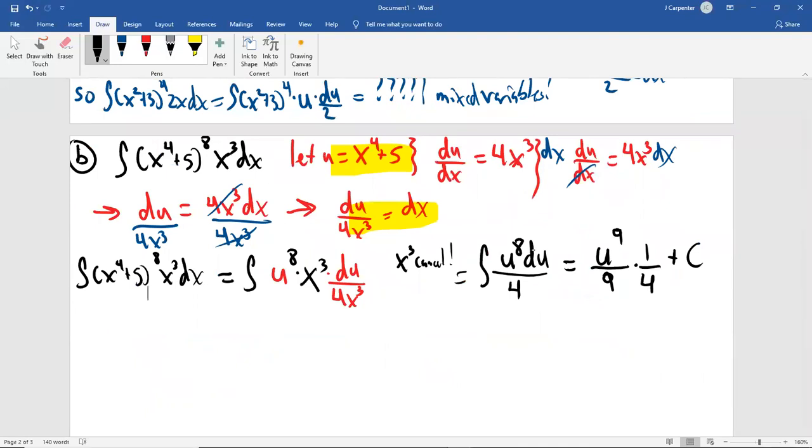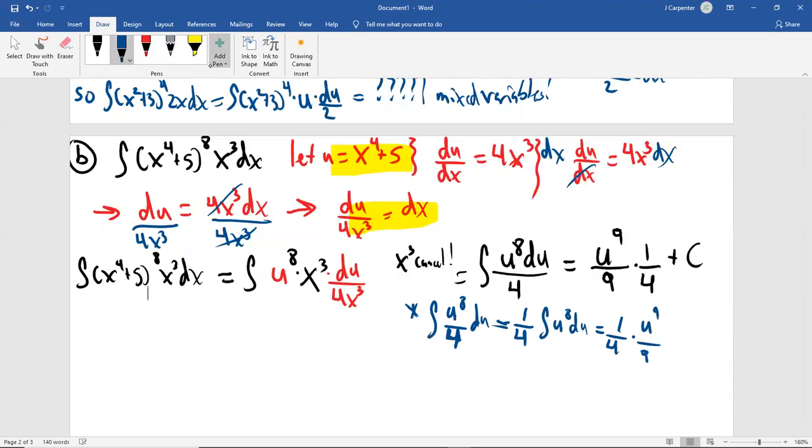What some people may have done is taken the 4 out, like this. 1/4 integral of u to the 8th du, which would give us 1/4 times u to the 9th over 9 plus c. The same thing, just in a different order.